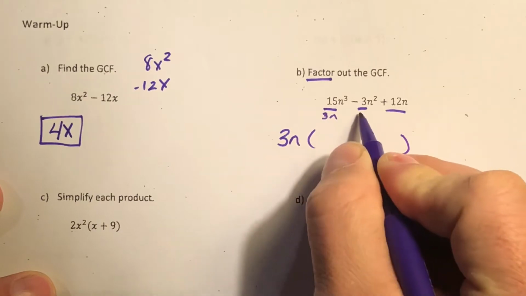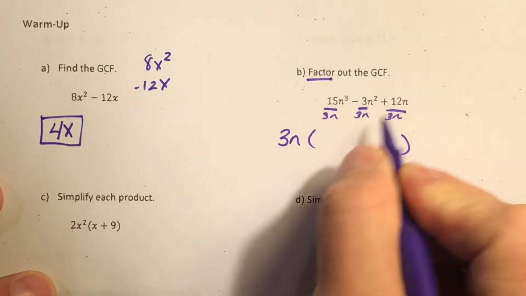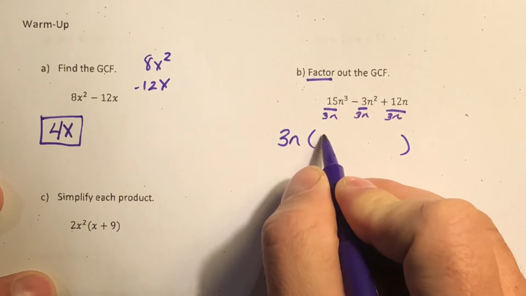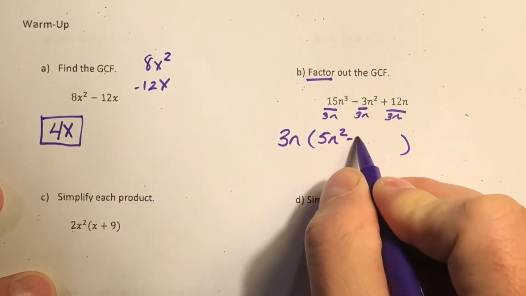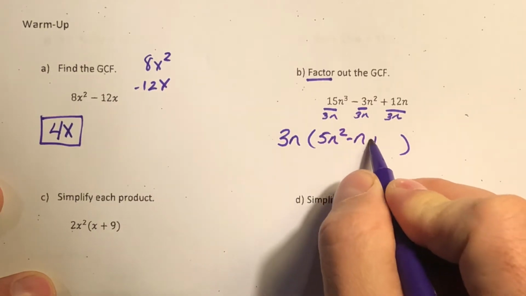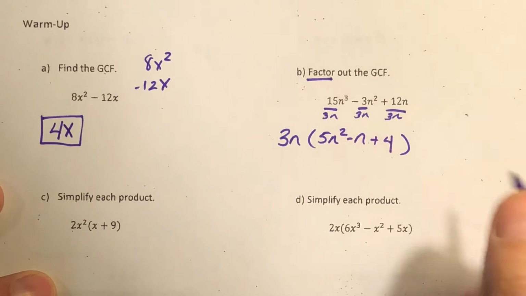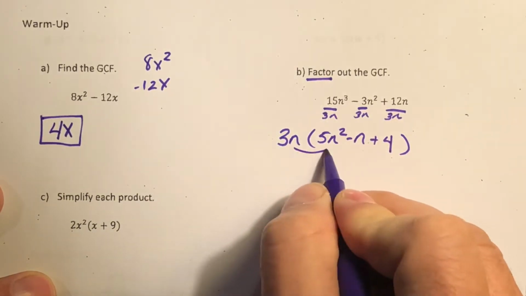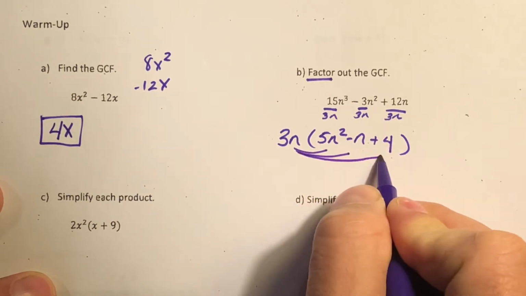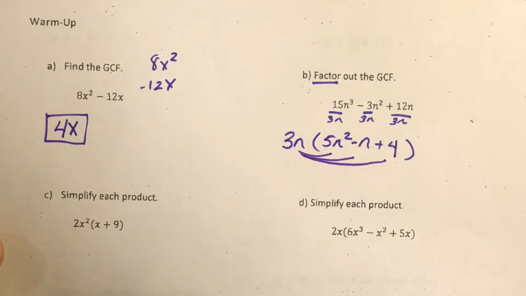So you're going to divide 3n out of each of those terms, and we're going to be left with 5n squared minus n plus 4. If you want to double check that, if you just went ahead and multiplied that 3n back in and distributed, you'd get your original 3 terms there, okay?